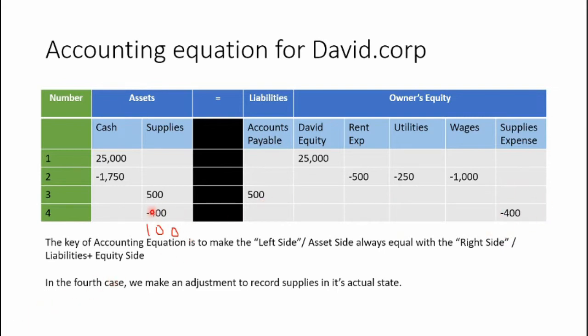So you don't always need to follow the value or the number in the case. Sometimes it's only a tricky part of the case. In this example, you need to record minus 400, not 100 like in the case.